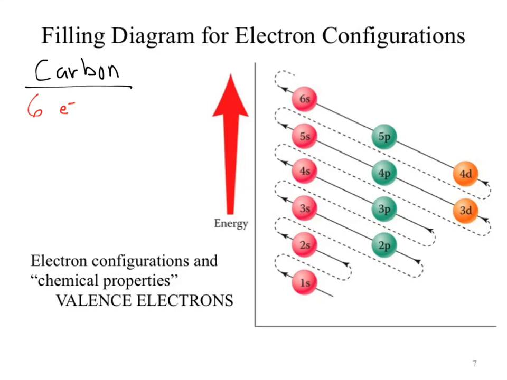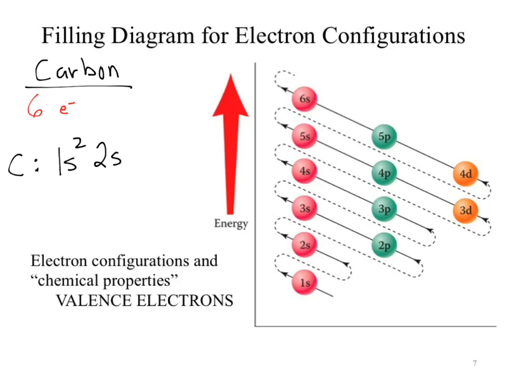Okay, so let's start off with our notation. We start with carbon. If we've got our filling diagram set up, what's the first orbital we start with? Our 1s. How many electrons can fit into our 1s? 2 electrons. Okay? Have we put in all the electrons that carbon needs? Nope. So what do we do? Move to the next energy level, our 2s.